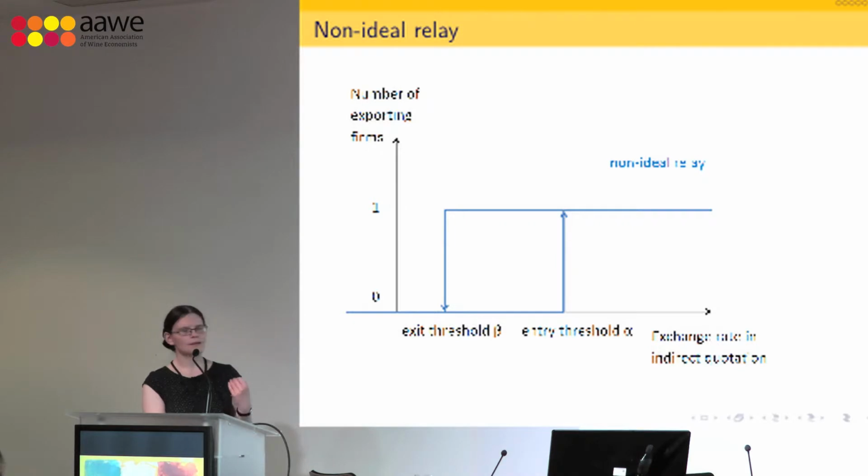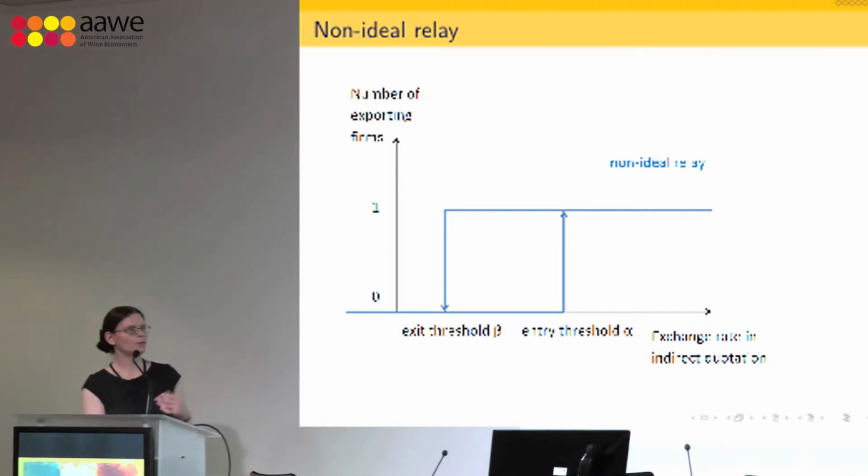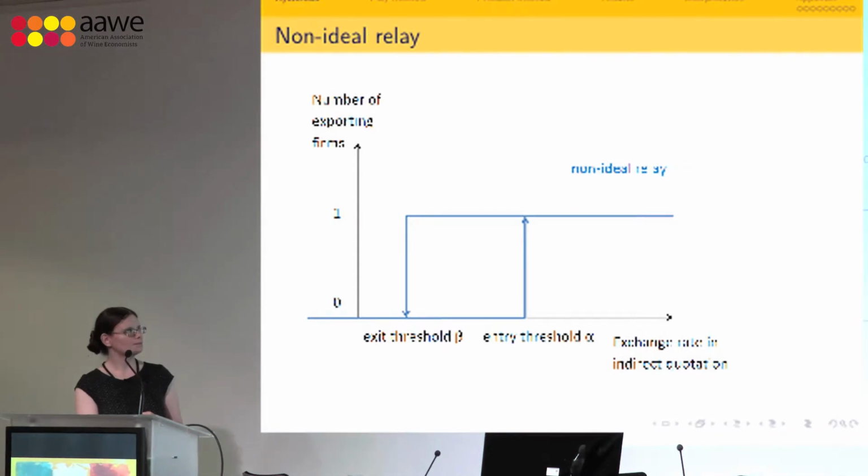So the idea is there's an exit and entry threshold. When the exchange rate, for example the euro, depreciates, there will be one number where the firm starts to export, because the products are cheap on the destination market. If the euro decreases further, the firm will stay on this export market. But what happens when the euro starts to appreciate?